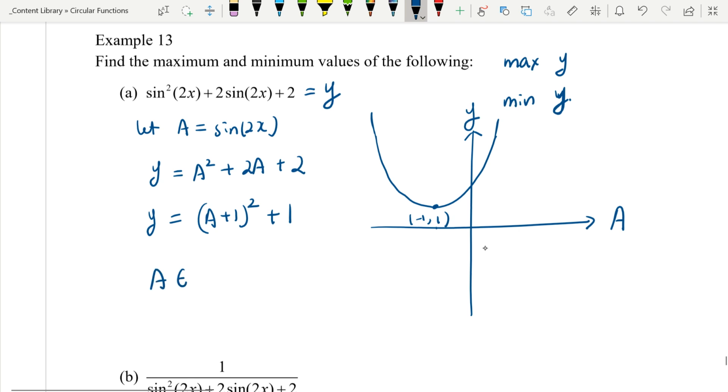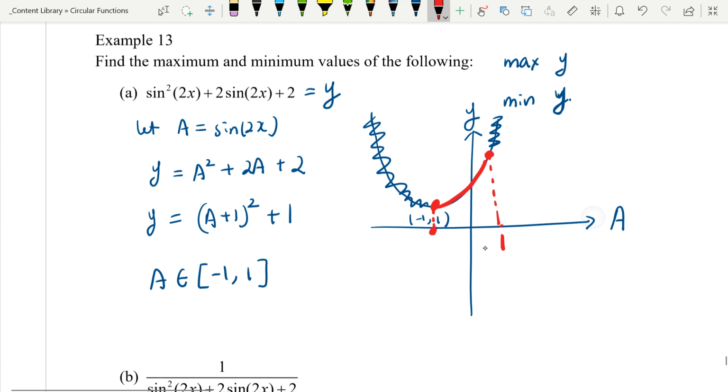So a must be in between negative 1 and 1, right? a is the value of sin 2x, and no matter what x you take, the range is always negative 1 to 1. So a can only change between negative 1 and 1. Therefore, this is negative 1, this is 1. Only this part of the graph will exist. These other parts do not exist because I don't have those values. My a cannot be those values.